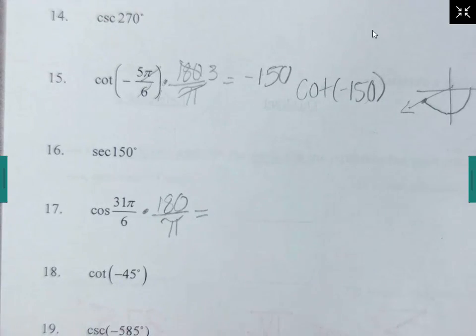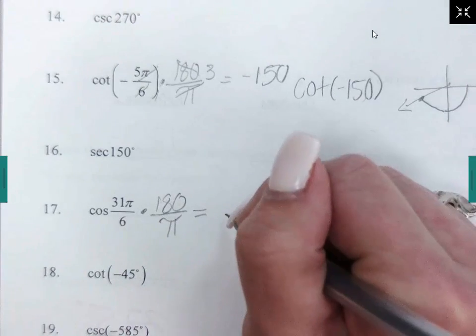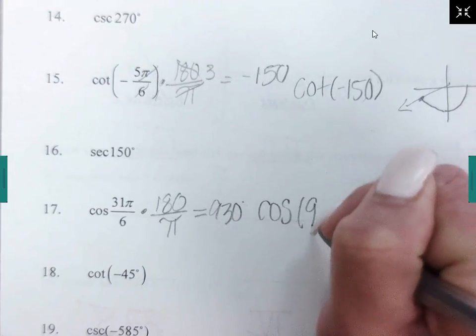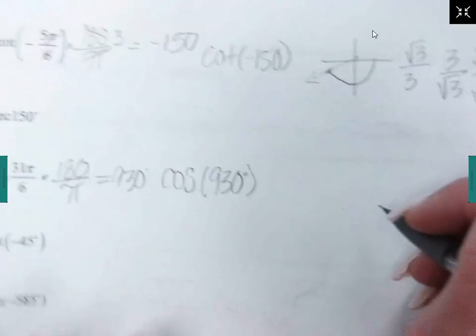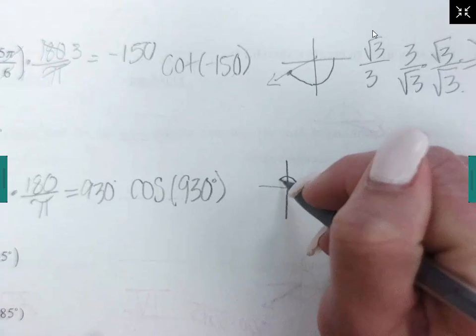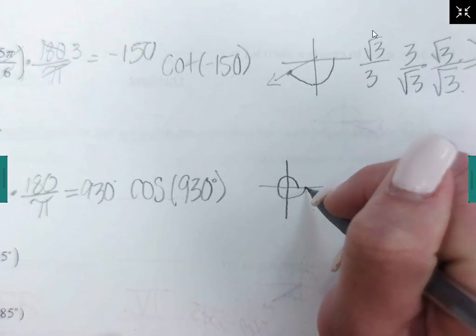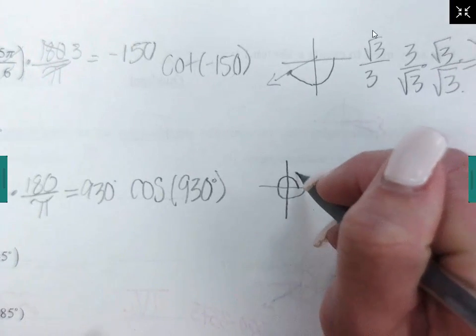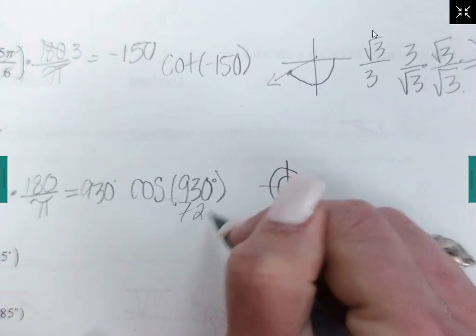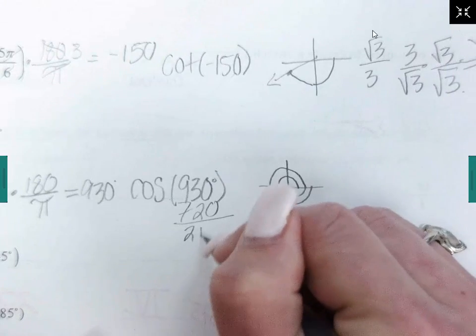Did everybody get 930? We want to find the cosine of 930 degrees, so we need to draw a sketch to figure out where that's going to leave us. Now we're going to go around once, that's how many? 360, right? And if we go around twice, how many is that? 720, right? So let's see how many we have left to go. What's that, 210 left to go?